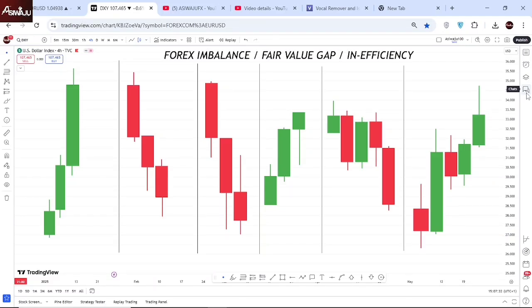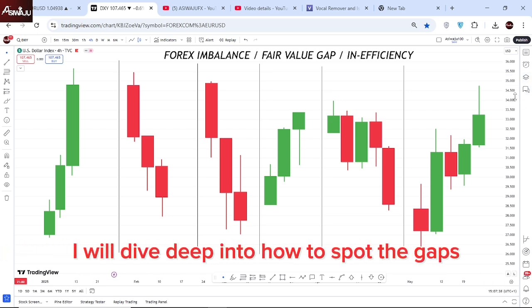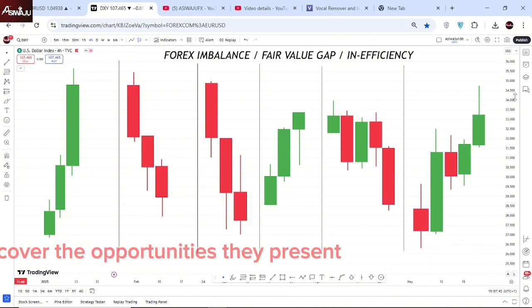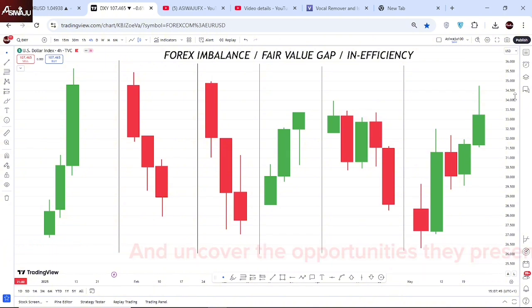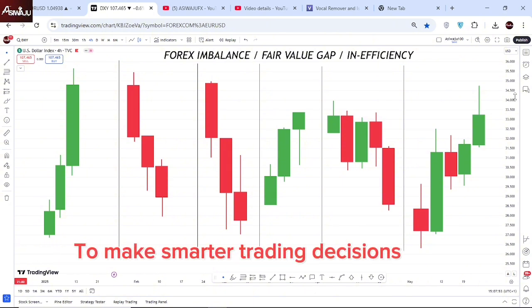In this video, you will learn what imbalance is. I will dive deep into how to spot the gaps and hidden imbalances on a Forex market chart and uncover the opportunities they present. You will also learn their causes, what actually causes the fair value gap in the market, and how to use them to make smarter trading decisions.